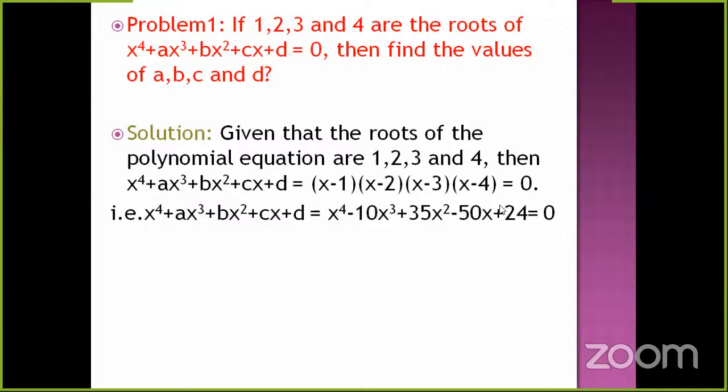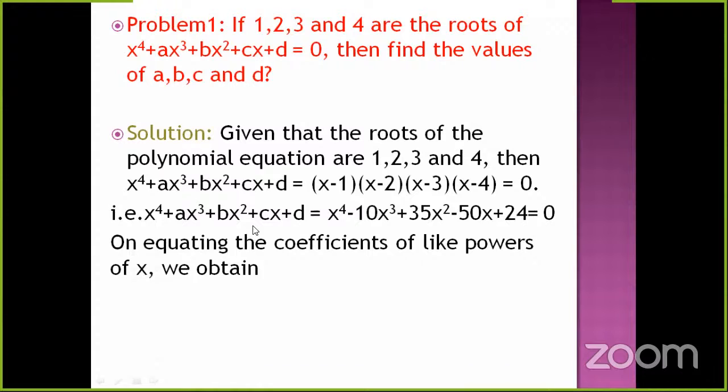See here, we are having two equations. We are equating two equations here. When two equations are equal, their coefficients will be equal. So on equating the coefficients of like powers of x, we obtain: a is equal to minus 10. Similarly, coefficient of x square, b is equal to plus 35. Coefficient of x, c is equal to minus 50. Constant d is equal to 24. So when the roots are given, we can form the equation, and we can find the values of a, b, c and d.